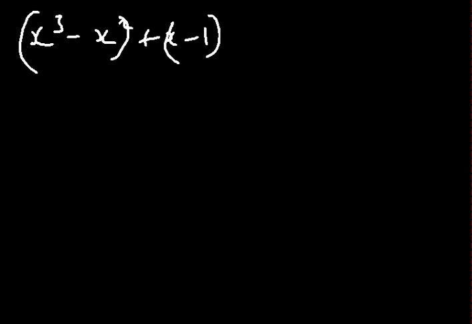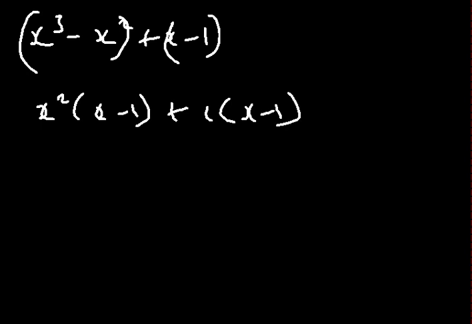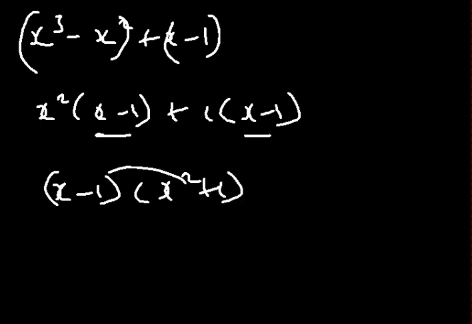In this case, what is the highest common factor? We'll have it as x squared. So we'll have x squared times x minus 1, and the plus, in this case, 1 times x minus 1. So now you can see that in both the groups we have the common factor as well. Hence we'll have it as x minus 1 times x squared plus 1. So that's how the principle behind the grouping technique works.